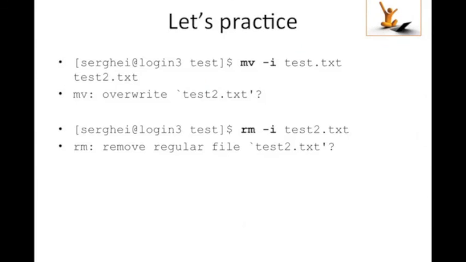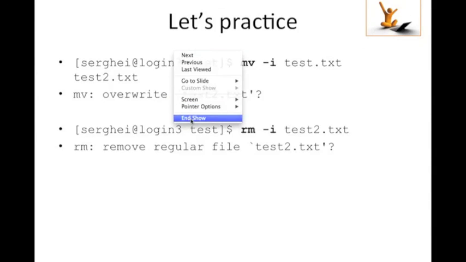Okay, so let's see first how -i works. If you're trying to override a file, say this file already exists, and you want to rename another file and give it this name, which already exists. So the name is taken, basically. If you use the -i option, you will get this prompt asking you, do you want to override the file or not? The same with remove. If you're trying to remove a file, you will all the time get this warning saying, do you want to remove the file or not?